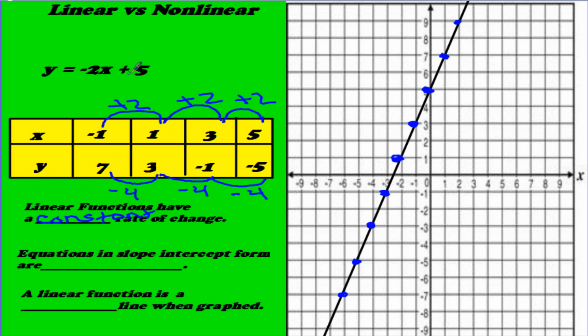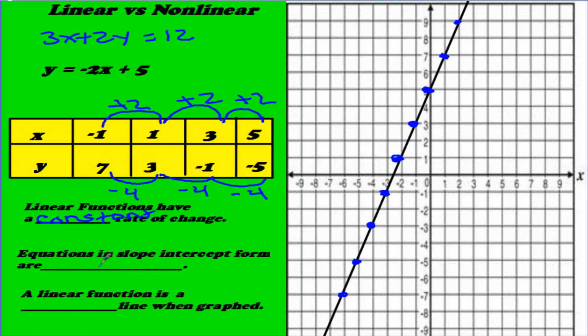So again, when I look at the equation, anytime I see an equation that is in slope-intercept form, when I actually take the slope, negative 4 over positive 2, I get a slope of negative 2. Positive divided by negative makes it a negative. So any equation I see that's in slope-intercept form, I can automatically know that it is a linear equation. Even if I see an equation in standard form, say 3x plus 2y equals 12, I can put it into slope-intercept form. So therefore, this is going to be a linear function.